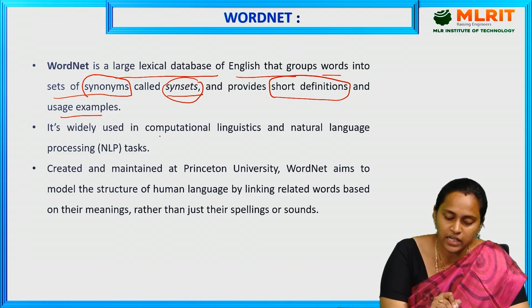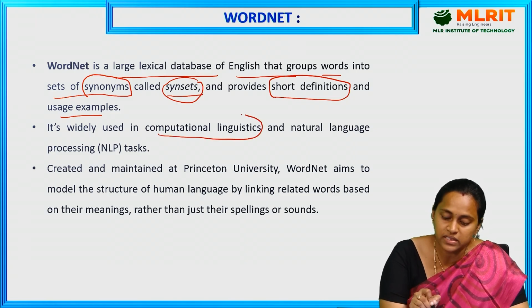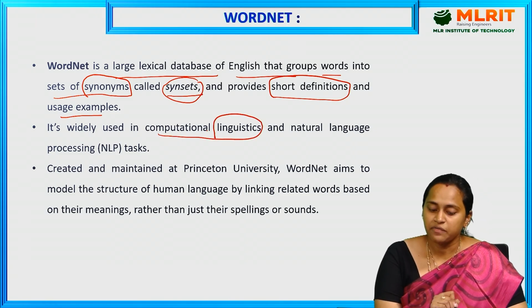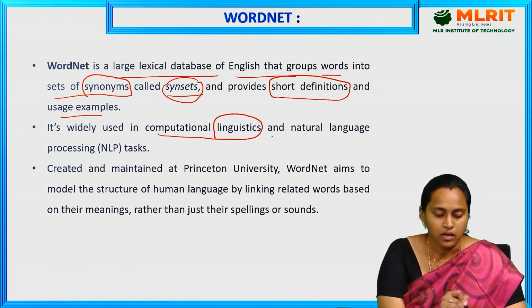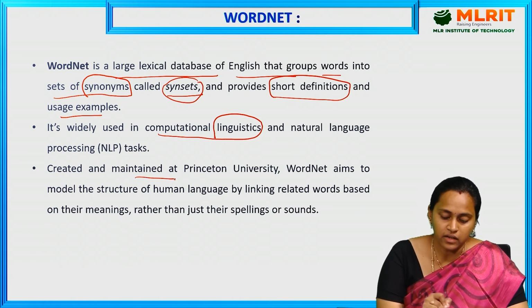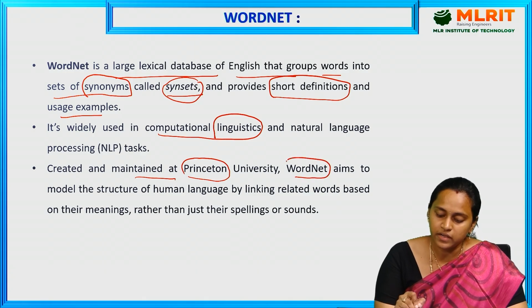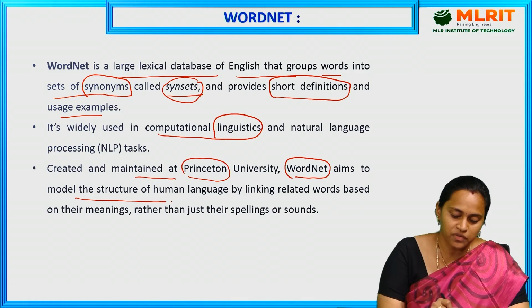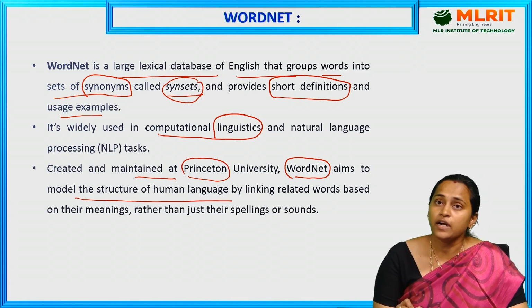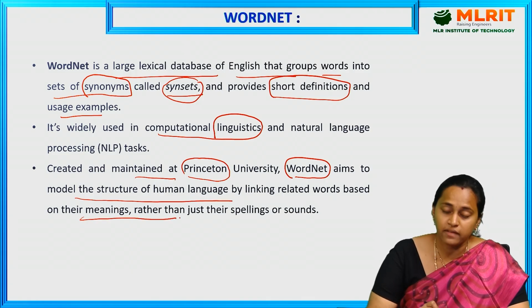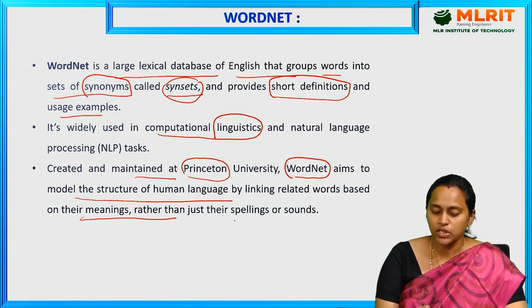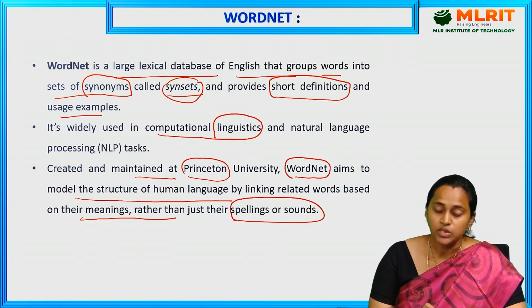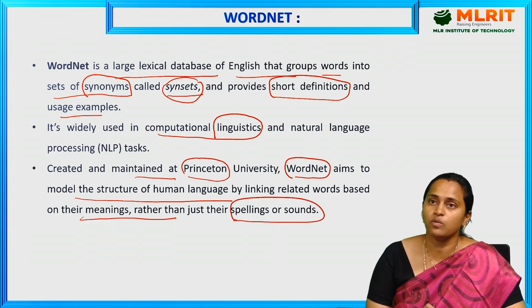It is widely used in computational linguistics, that is the scientific study of the English language, and is maintained at Princeton University. WordNet, developed by Princeton University, aims to model the structure of human language by linking related words based on their meanings rather than just spelling or sounds. So it depends not only on sounds, it depends on the surrounding of the text.